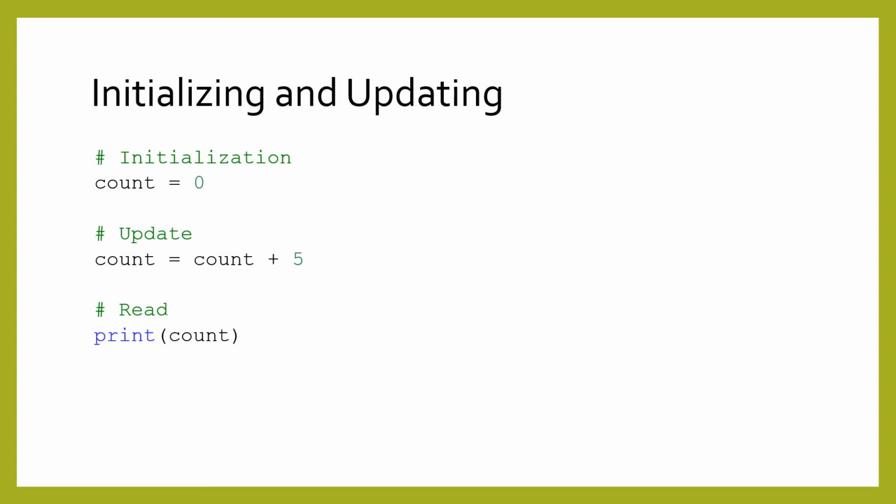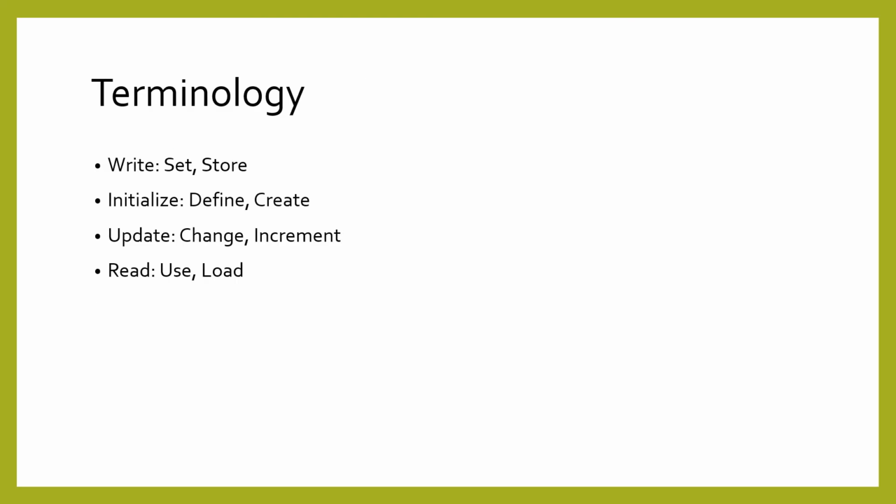The first time a variable is written to, we say that that variable has been initialized or created. Any time after that, writing to the variable is referred to as being updated or changed. Besides reading and writing, there are many other words. You should get a sense of the different ways we refer to variables.